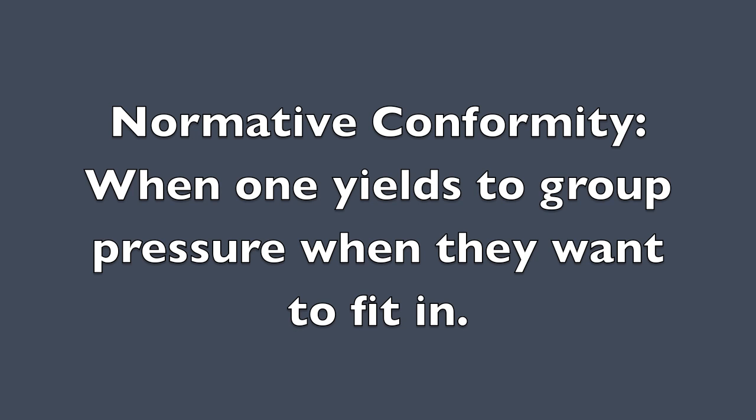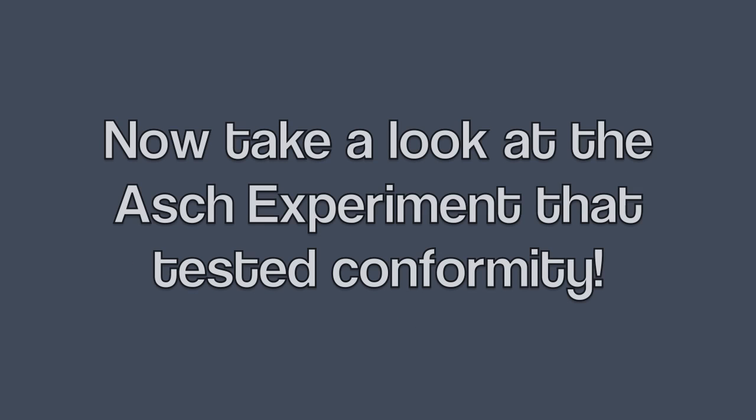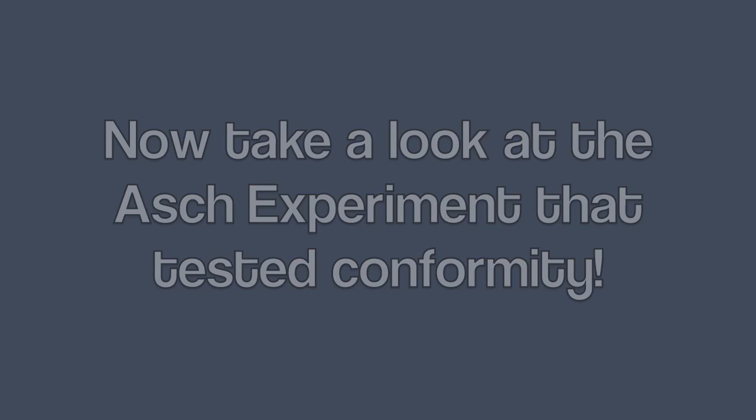There are different forms of conformity, like informational and compliance. We chose to test normative conformity, which is when one yields to group pressure when they want to fit in. We came up with this question when doing research on the Asch experiment. But an experiment is not a public opinion poll. It examines behavior under the pressure of social forces, as the experiment of Solomon Asch reveals.